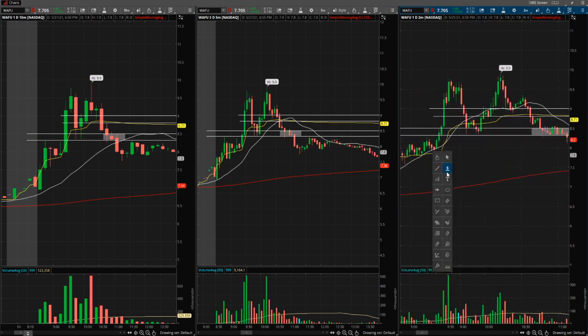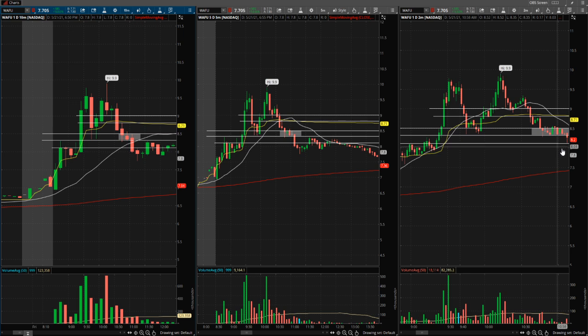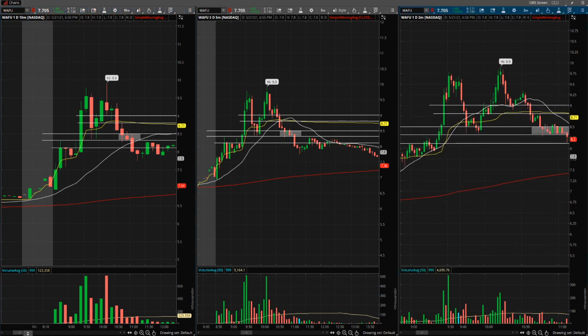My risk was going to be, I think it was right down here. Yeah, it was. I actually have pictures. Let me see. Which one is this? This one is Wafu. Yep. My risk was actually 8. Yes, okay.